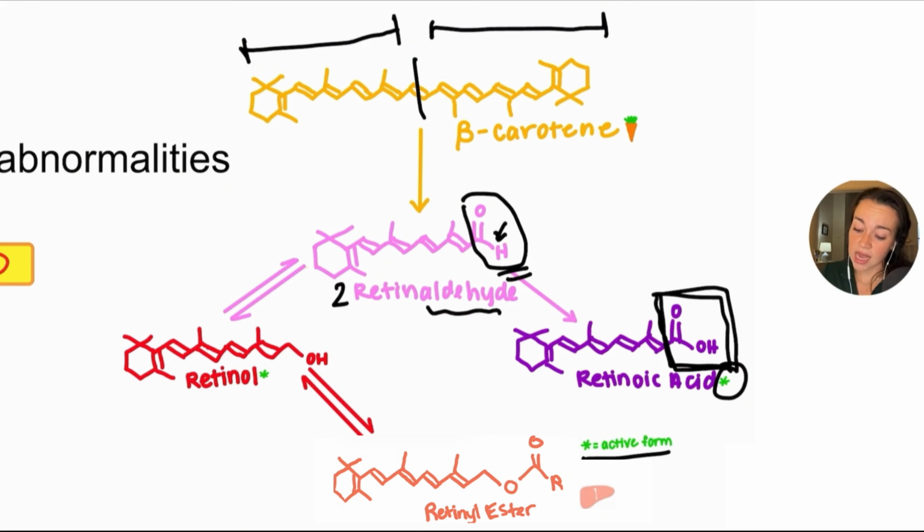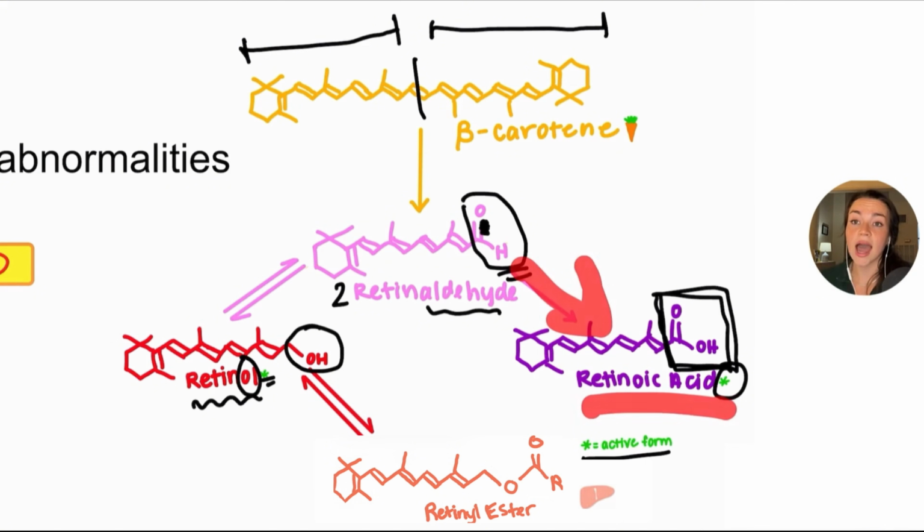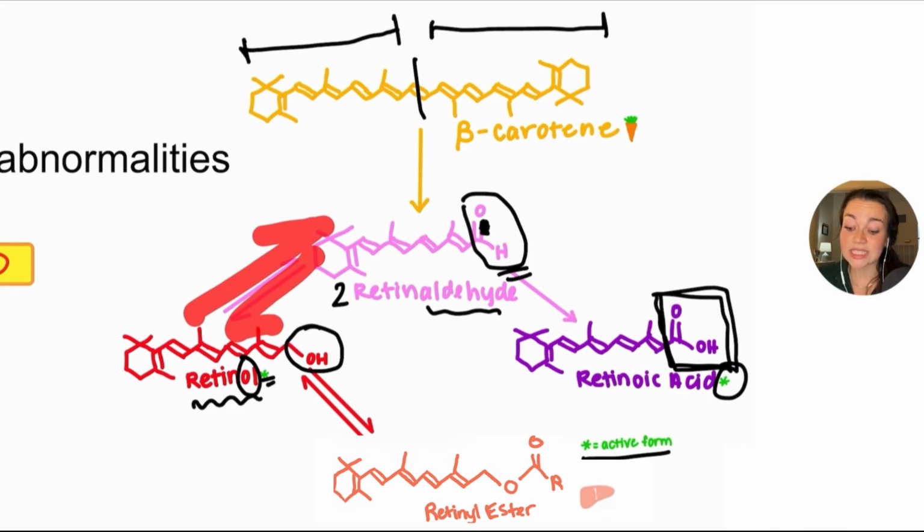But if instead of oxidizing this retinaldehyde, we reduce it, instead of adding a bond to oxygen, we will remove a bond to oxygen, and we will just be left with this alcohol group on the end, and that is our retinol, our active form of classic vitamin A. Now, this oxidation reaction that turns retinaldehyde into retinoic acid is effectively irreversible. The reverse reaction is really not significant in any meaningful way. And this reduction reaction that turns retinaldehyde into retinol is reversible.